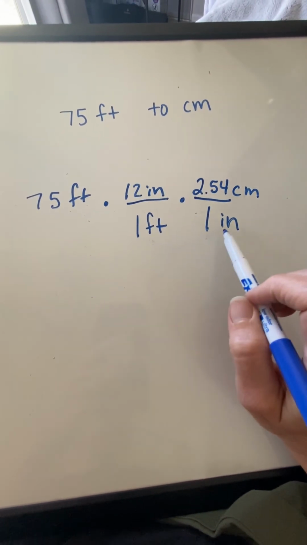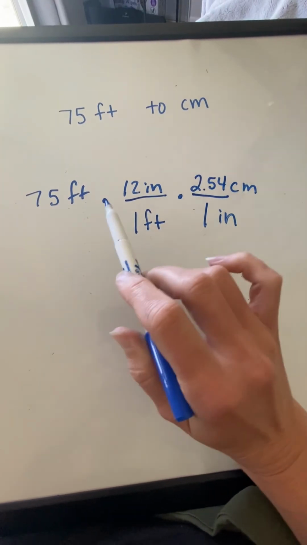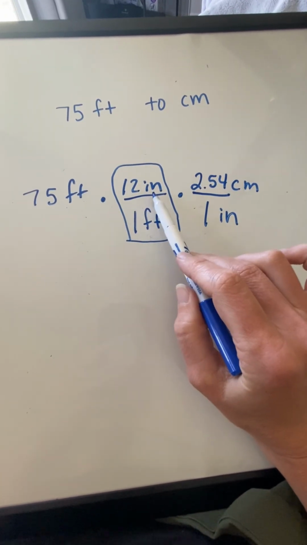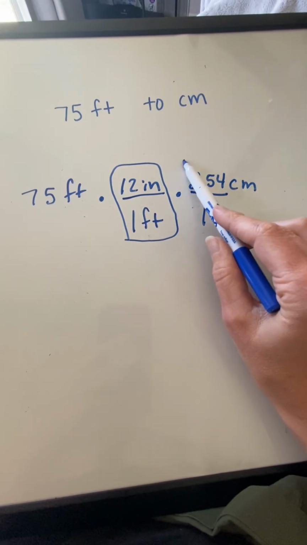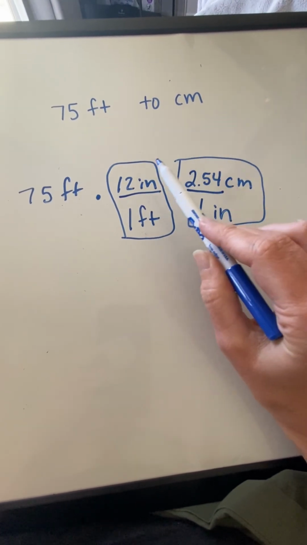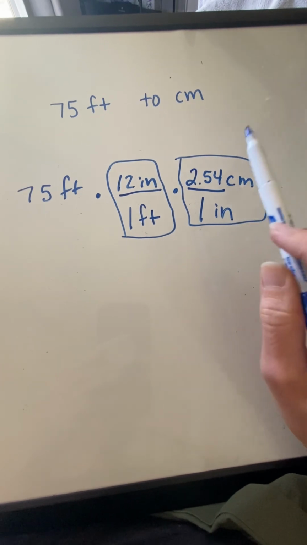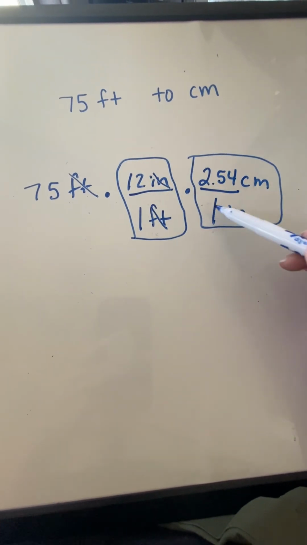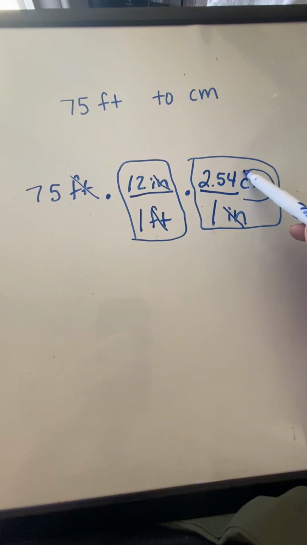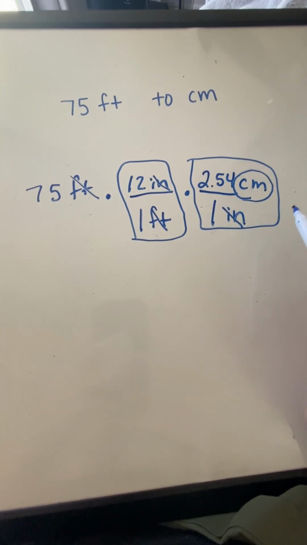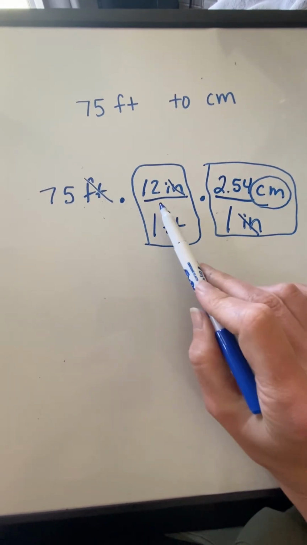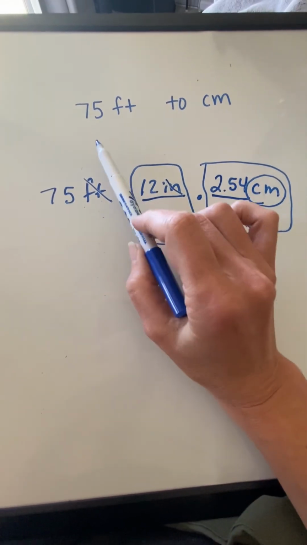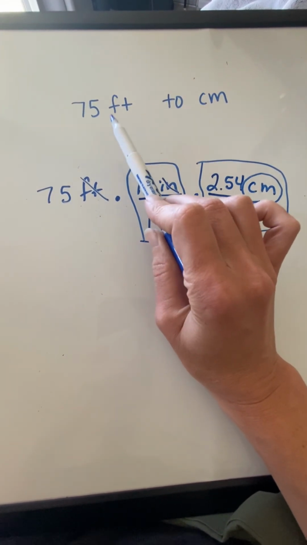Okay, so then you needed to know how many centimeters are in an inch, because this unit multiplier changes your feet into inches, and this unit multiplier right here changes your inches into centimeters. Okay, now if you do this right, you should have feet, feet, inches, inches that cross out, and the only label that you have left is centimeters. So then you're just going to take 75 times 12 times 2.54, and that will tell you how many centimeters are in 75 feet.